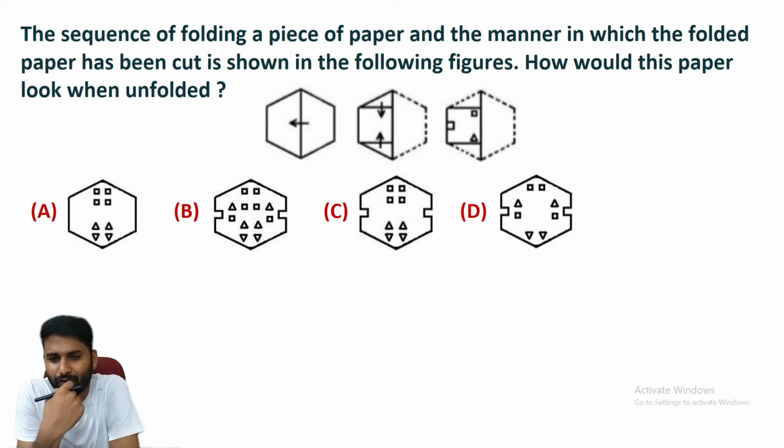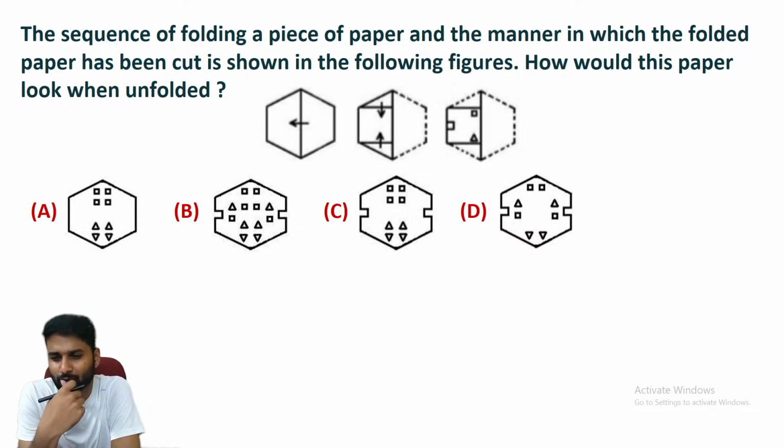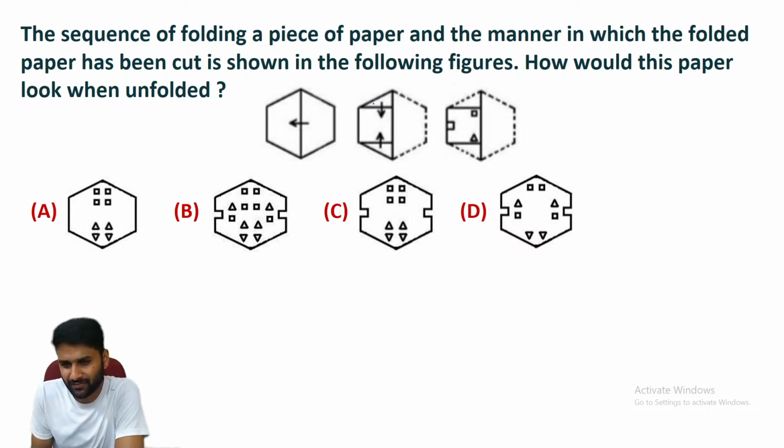Now, the sequence of folding a piece of paper and the manner in which the folded paper has to be cut are shown in the following figure. How would it look when it is unfolded? Guys, you should understand how they are folded and how it looks once it is open. First, you have to open it this way. If you open it this way, you will get an exact square. You will get an inverted triangle. Once it is opened towards the right side, you will get this reflection here. You will get the box here.